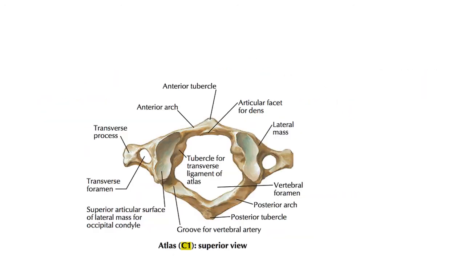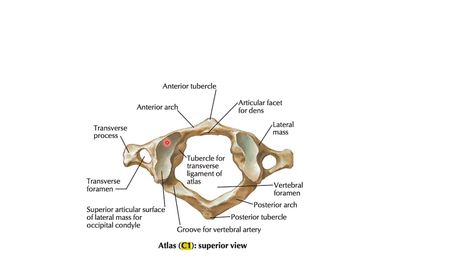Now we will discuss the atypical cervical vertebrae. They are called atypical because they have their own special features due to which they can be identified. These are 3 in number, that is the first, second and seventh cervical vertebrae. Let us study the first one. The first cervical vertebra is called atlas.